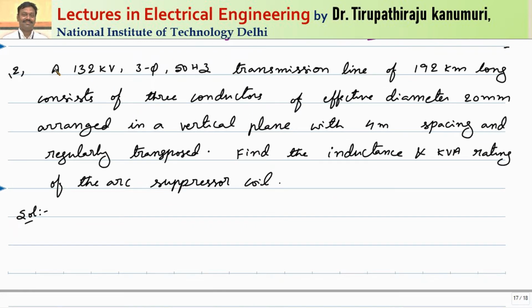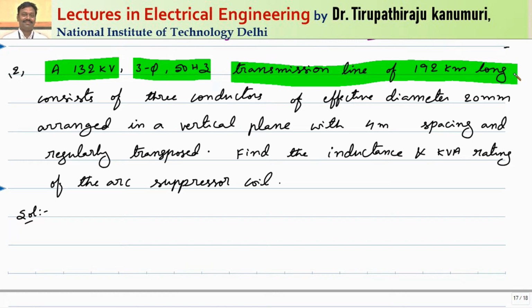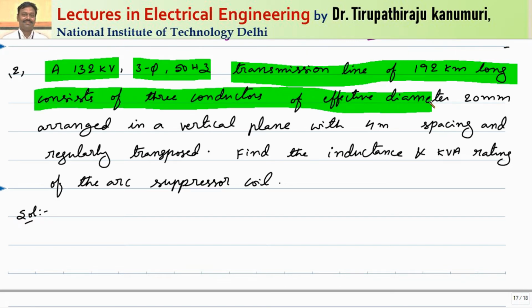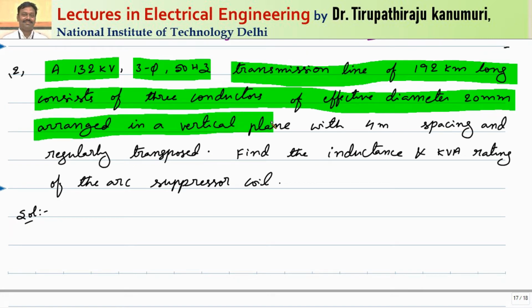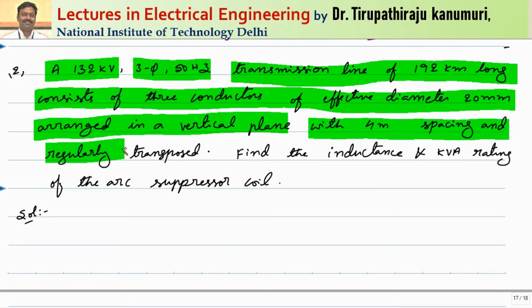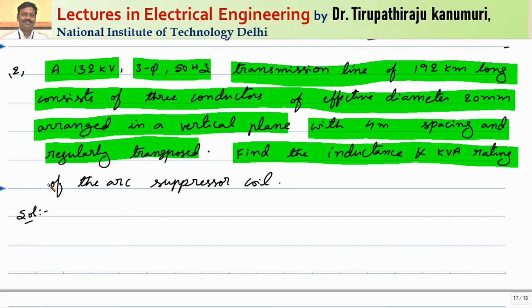The next one: a 132 kV 3-phase 50 Hz transmission line of 192 kilometers long consists of 3 conductors of effective diameter 20 mm arranged in a vertical plane with 4 meter spacing and regularly transposed. Find the inductance and kVA rating of the arc suppression coil.